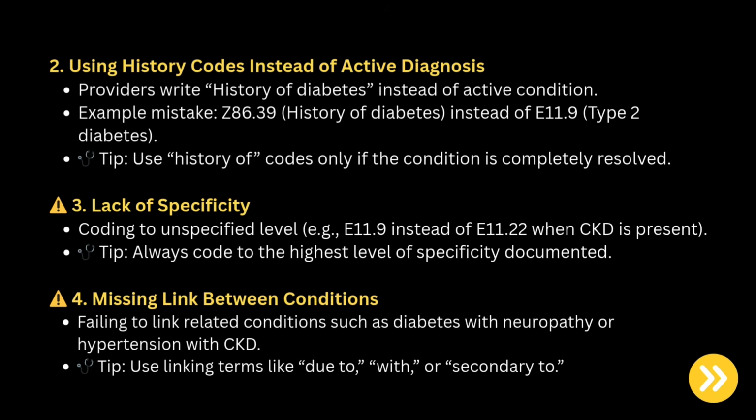Second is using a history code instead of an active diagnosis. Third is lack of specificity. Fourth one is missing links between conditions, that is, failing to link related conditions such as diabetes with neuropathy or hypertension with CKD.